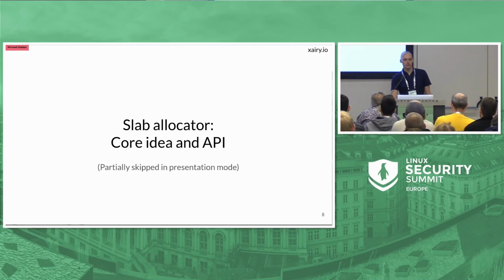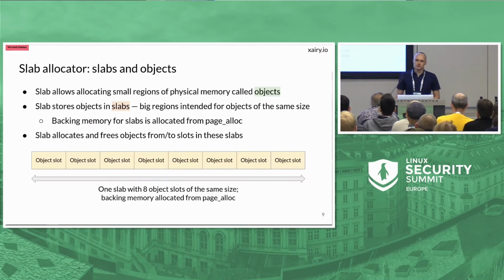And the second part that I'm going to partially skip is the description of the slab allocator API. So if you know that there is a kmalloc function that allocates memory, a kfree function that frees memory, and you know the difference between common kmalloc caches versus caches that are created for specific types, then you know everything that I'm going to skip.